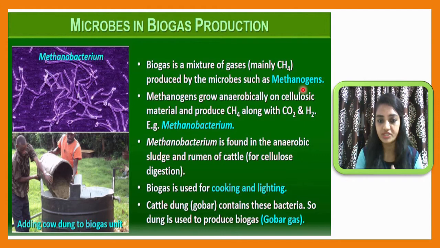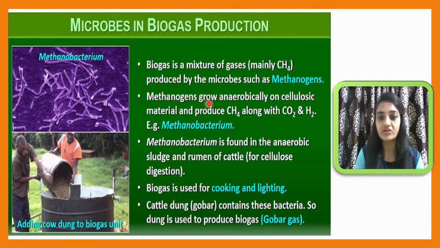called methanogen. Methanogens grow anaerobically, so this is a very important thing to note here. These methanogens are bacteria which are specially designed to live in the absence of oxygen. That means they grow best under anaerobic conditions. And for their food and nutrition they require cellulose as a nutrition material.